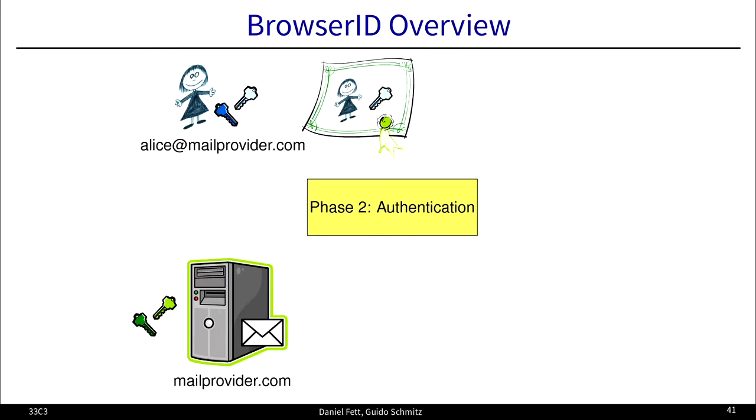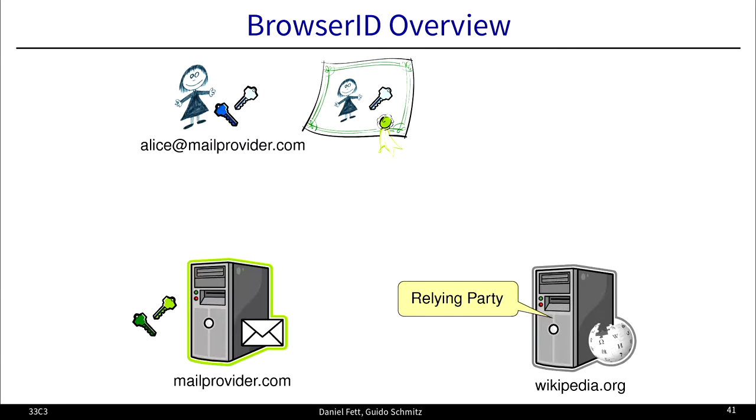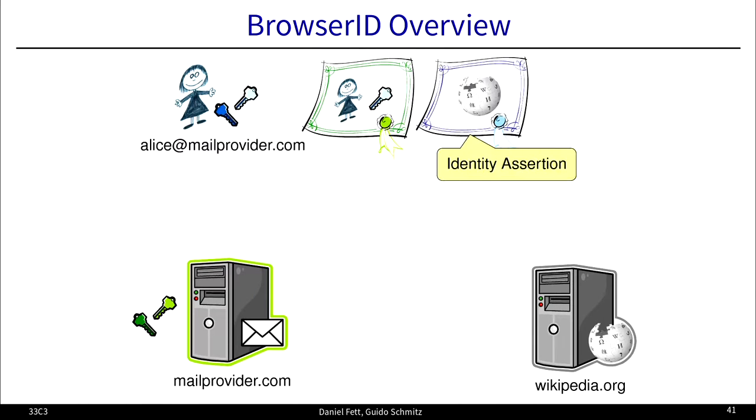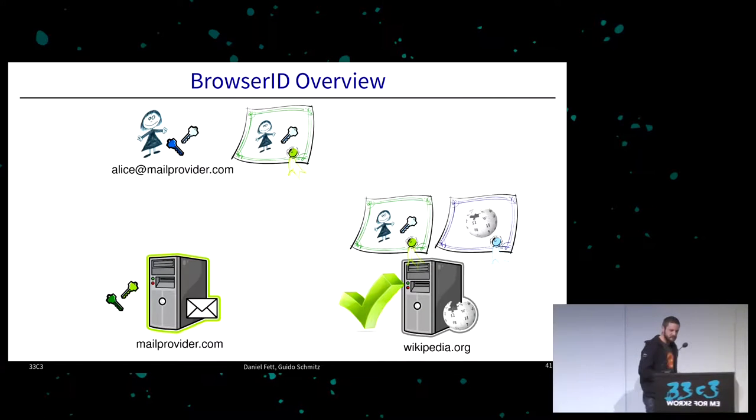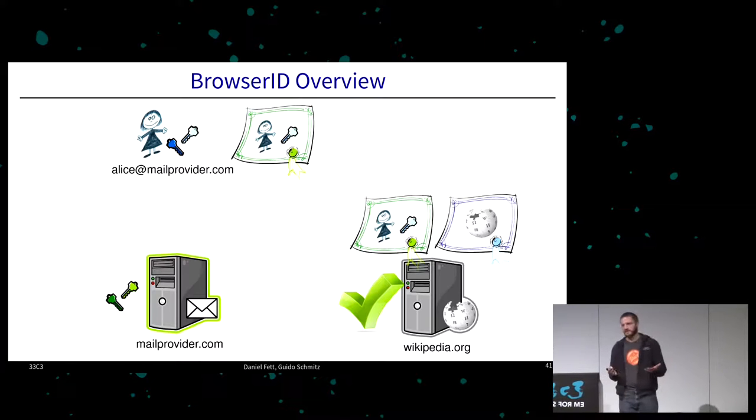Now, in the second phase, if Alice wants to actually log in at some website, she creates another document containing the identity of the website where she wants to log in, say Wikipedia. To do so, she signs the identity of Wikipedia with her own private key, and this creates the so-called identity assertion. Now, Alice sends both documents to Wikipedia. And Wikipedia can then check these documents: it can retrieve the public key of the mail provider, check the user certificate, and then also check the identity assertion. And then Wikipedia can consider Alice to be logged in. So this was the basic idea of Browser ID, which is quite nice and clean and simple.